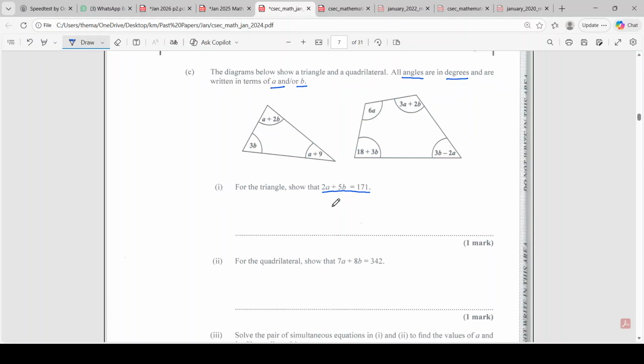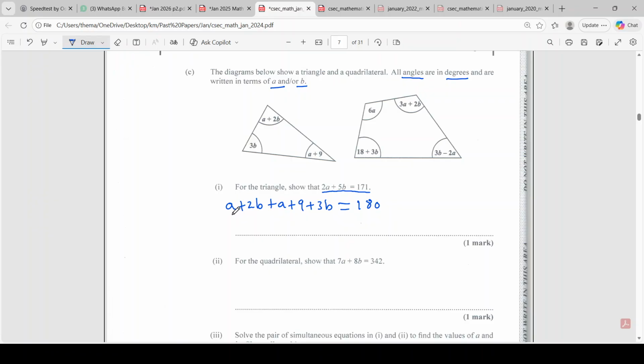Right, so the reason why they tell you all of these are angles is so that we would know we could add these up, and we know in a triangle all angles add up to 180. So therefore here we would say A plus 2B, which is one of the angles, plus A plus 9, which is the other angle, plus 3B, which is the third angle. When we add up all of these angles, it has to equal 180 degrees. Right? In any triangle, angles add up to 180.